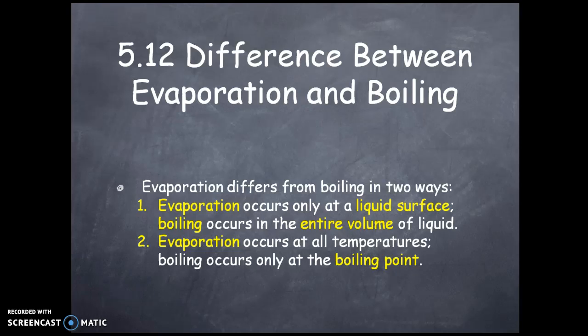Difference between evaporation and boiling. Evaporation differs from boiling in two ways. Evaporation occurs only at the liquid surface. Boiling occurs in the entire volume of the liquid. Evaporation occurs at all temperatures. Boiling occurs only at a particular temperature. For example, the boiling point temperature of water is 100 degrees Celsius. So whenever the water reaches 100 degrees Celsius, the entire volume of the water would keep boiling.